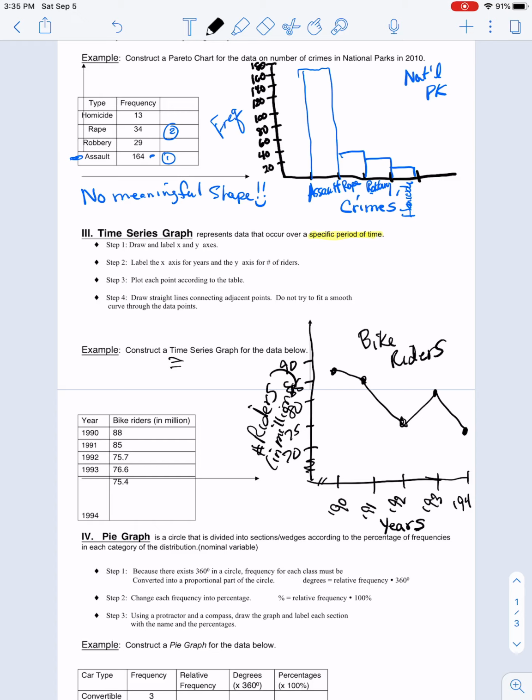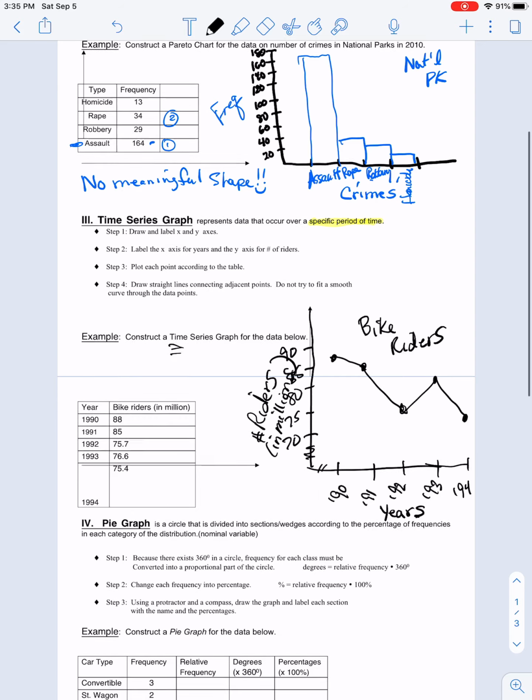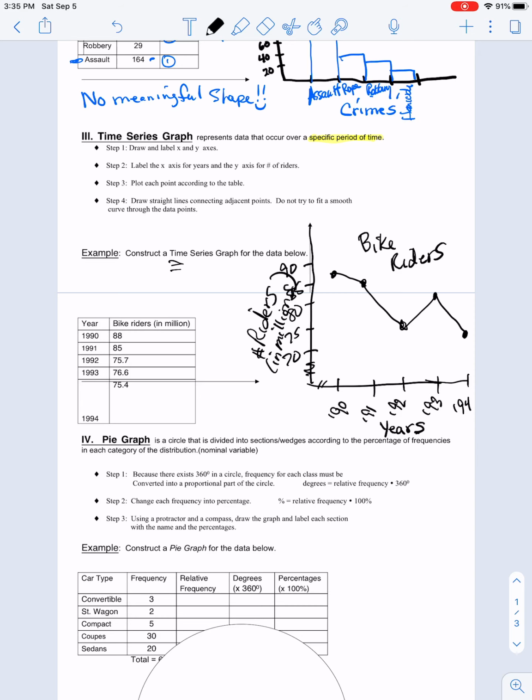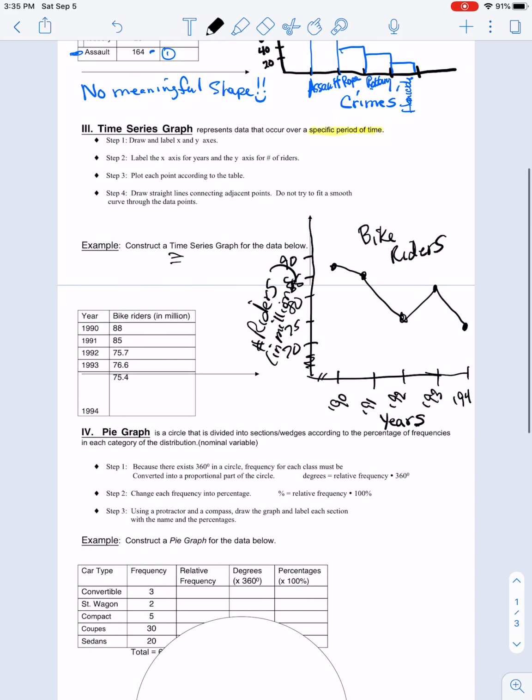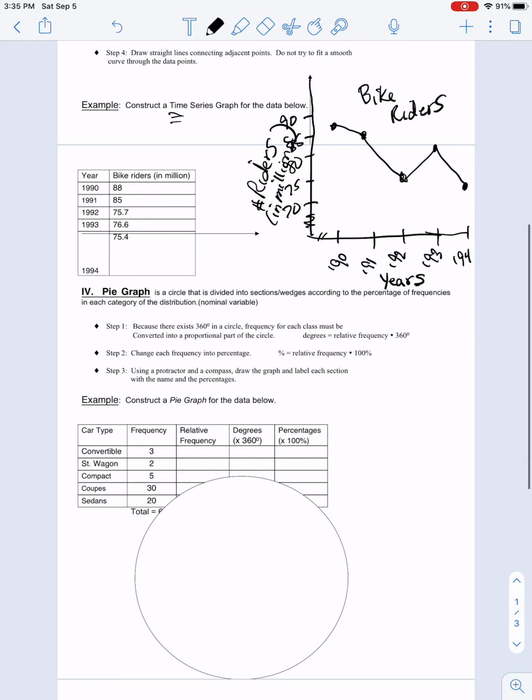And again, is there a meaningful shape? No, but you could talk about the trends on the graph as far as increasing and decreasing. So that again is a time series graph.